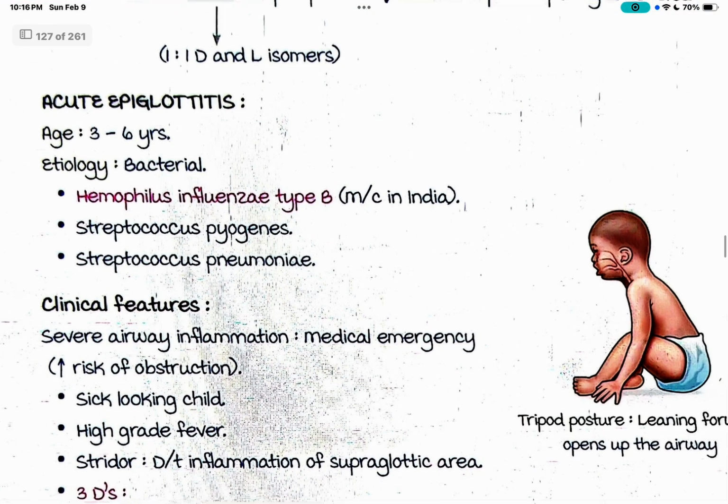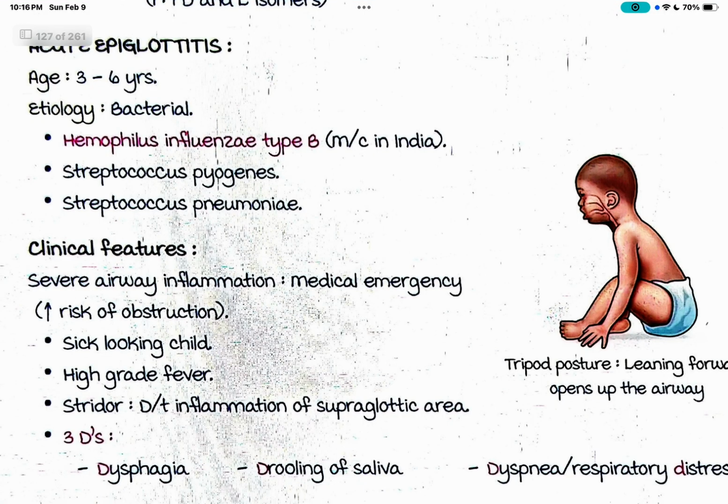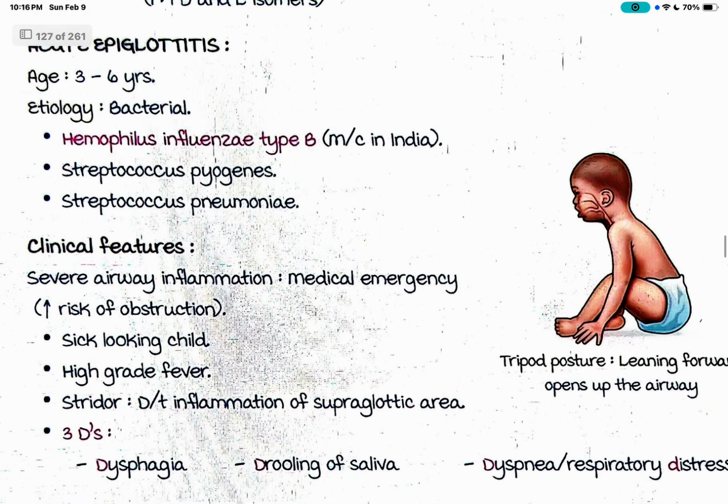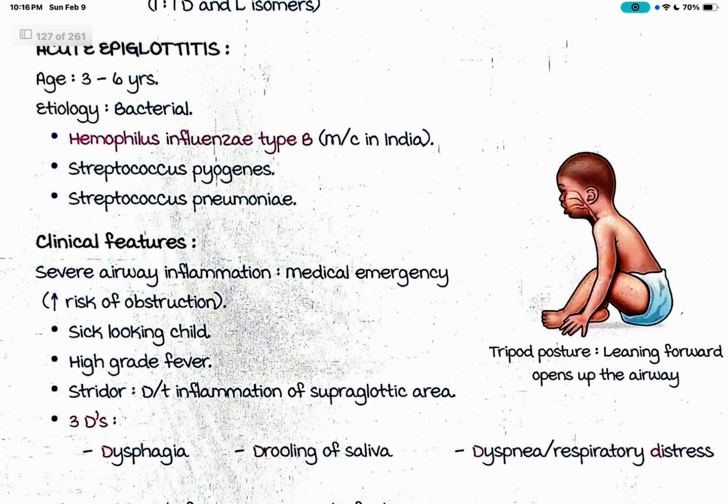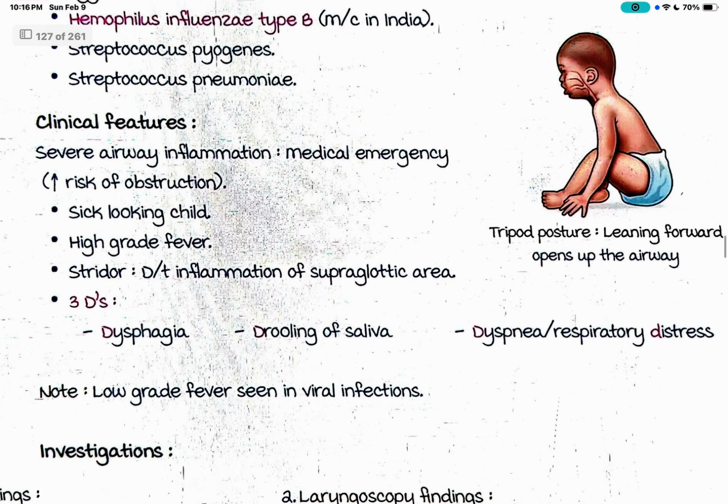Acute epiglottitis. Age 3 to 6 years. Etiology: bacterial. Haemophilus influenzae type B is the most common cause in India. Others are Streptococcus pyogenes and Streptococcus pneumoniae. Here you can see the child is in tripod posture, leaning forward, which opens up the airways.